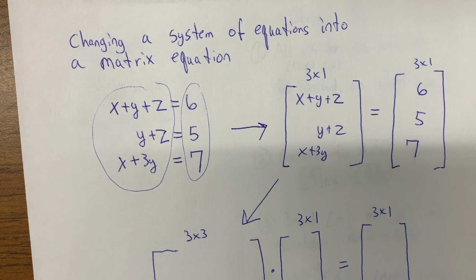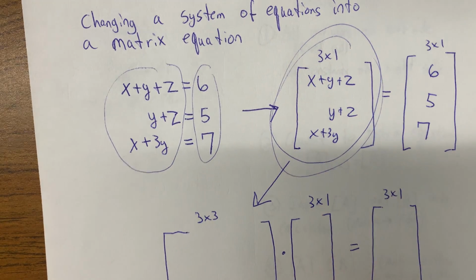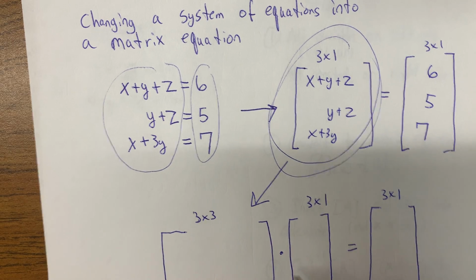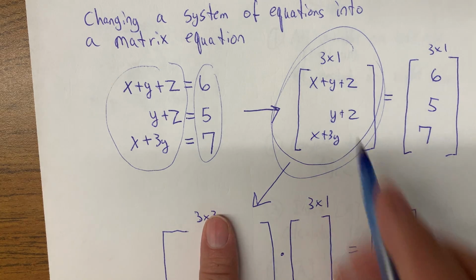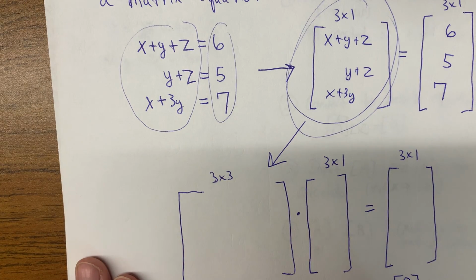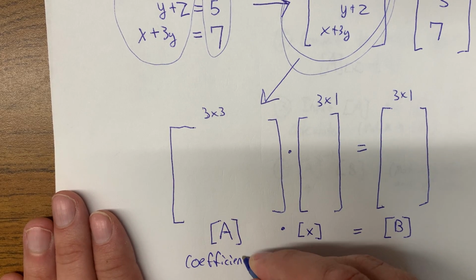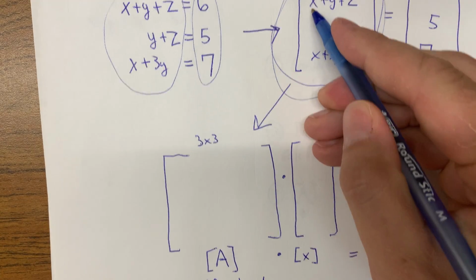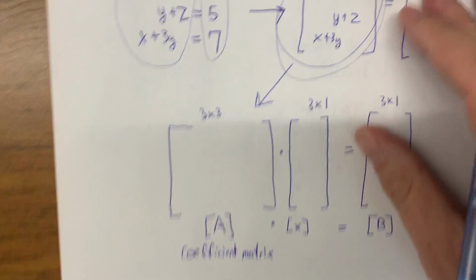I hope that's clear. Now here's the slightly tricky part: we are going to change this 3 by 1 matrix into a 3 by 3 matrix times a 3 by 1 matrix. I hope you see that we'll be able to multiply 3 and 3, and the answer will be this 3 by 1 matrix. We're going to call this the coefficient matrix. And I hope we know what coefficient means. Coefficient means it's the number in front of the variable that's multiplying it. So what number is multiplying that variable?